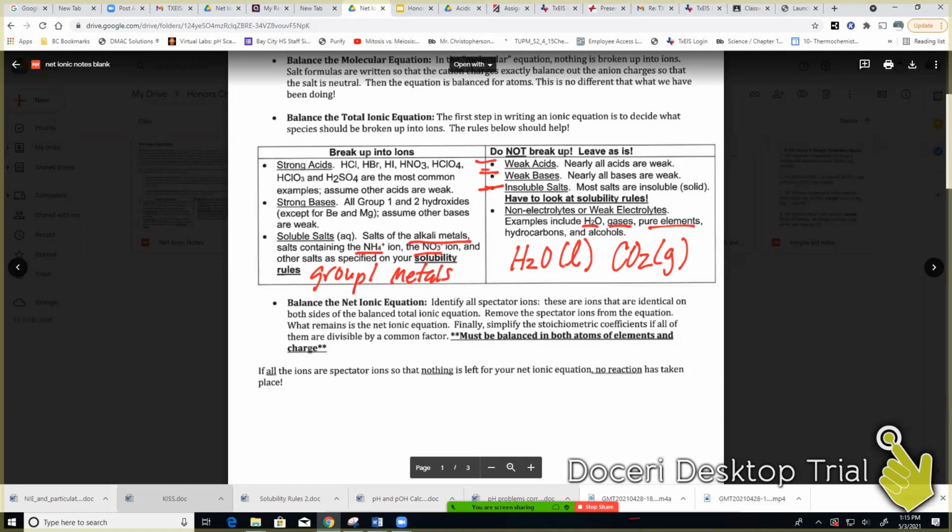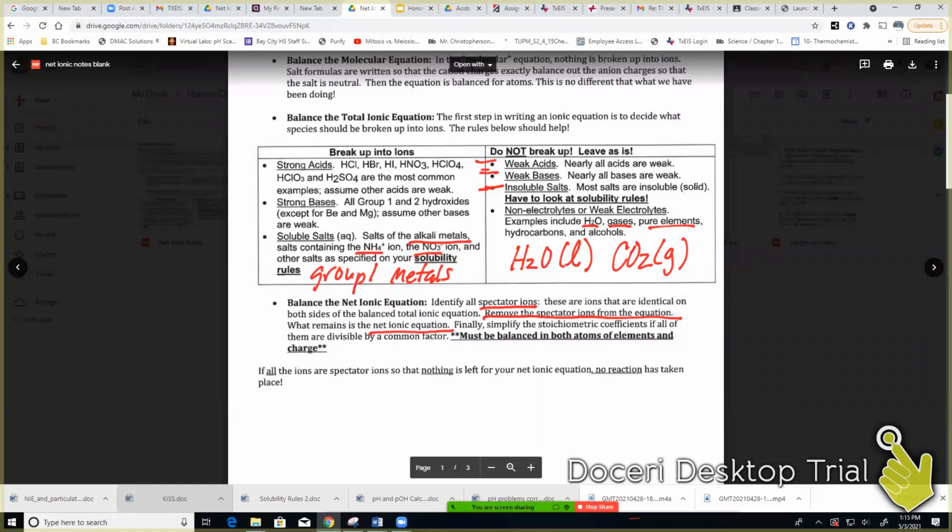To get from your total ionic equation to your net ionic equation, you have to take out your spectator ions. We said these are the ones that you can find on both sides of the equation, and you want to remove the spectator ions from the actual equation. And what remains is the net ionic equation.